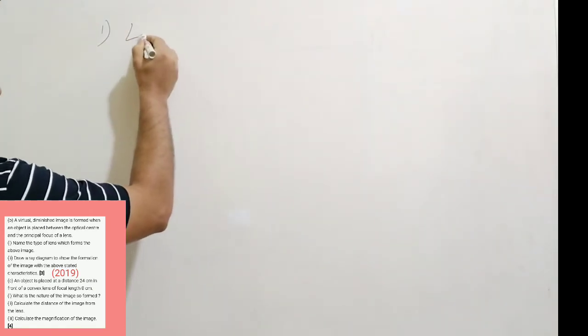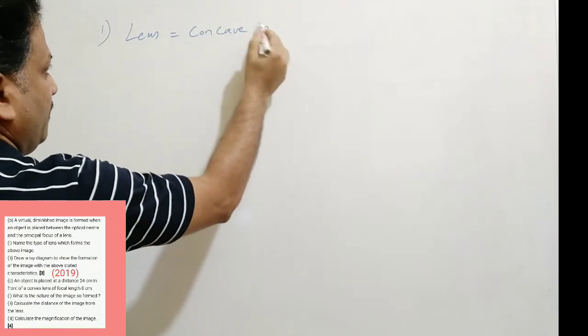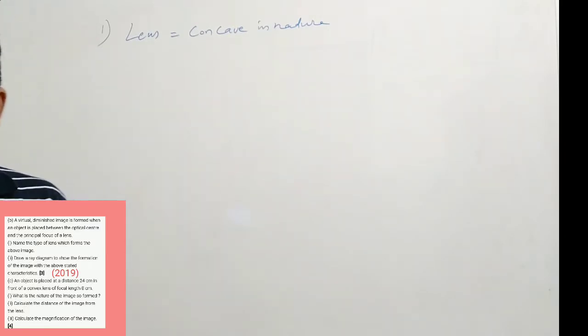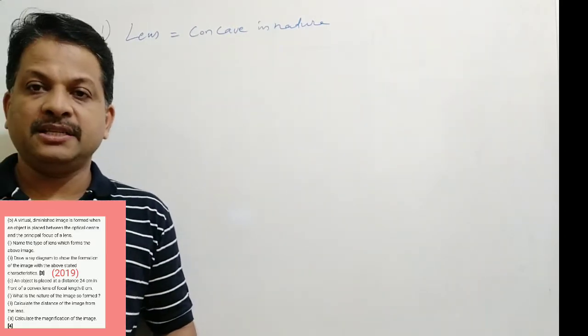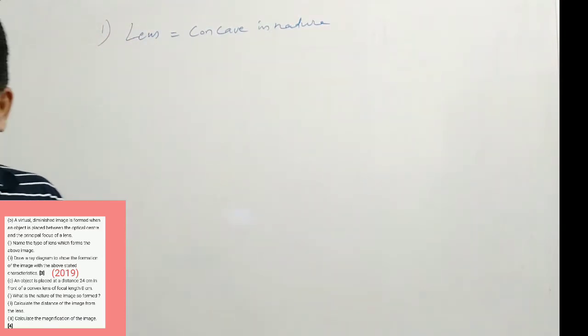So as you know, a concave lens can form only virtual, erect and diminished image. Clear? So a concave lens can form virtual, erect and diminished image. So the given lens will be concave in nature. We can definitely write the answer since a virtual diminished image is formed only by a concave lens. Clear?